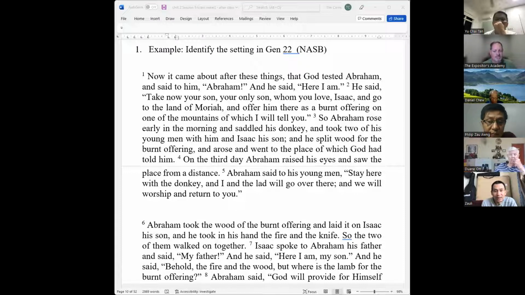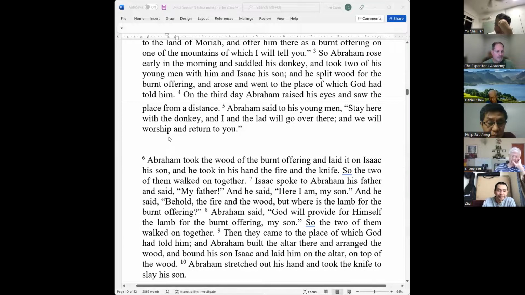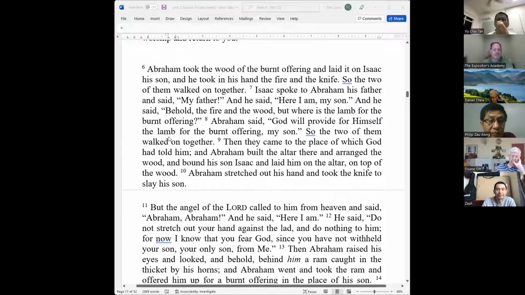On the third day, Abraham raised his eyes and saw the place from a distance. Abraham said to his young men, "Stay here with the donkey, and I and the lad will go over there, and we will worship and return to you." Abraham took the wood of the burnt offering and laid it on Isaac his son, and he took in his hand the fire and the knife. So the two of them walked on together.